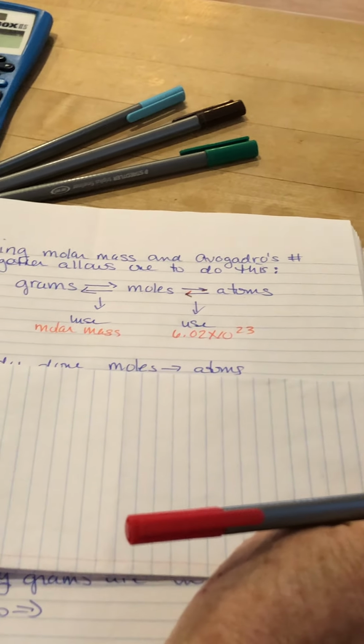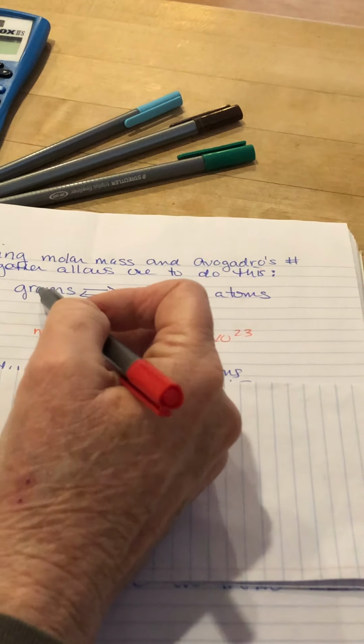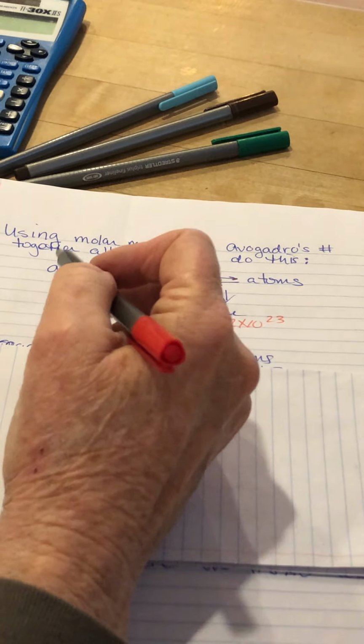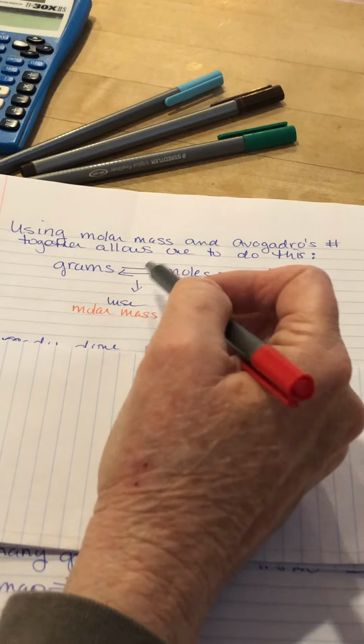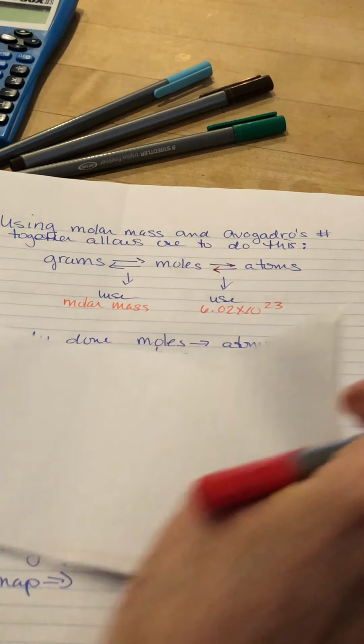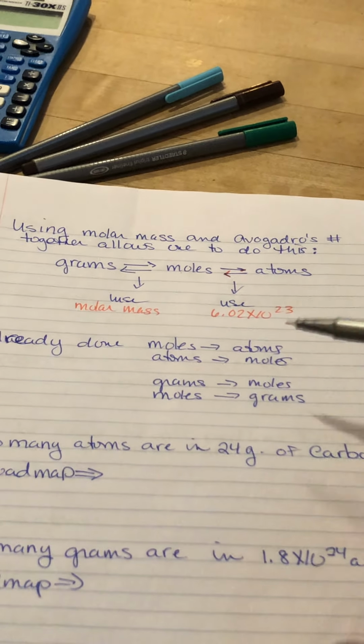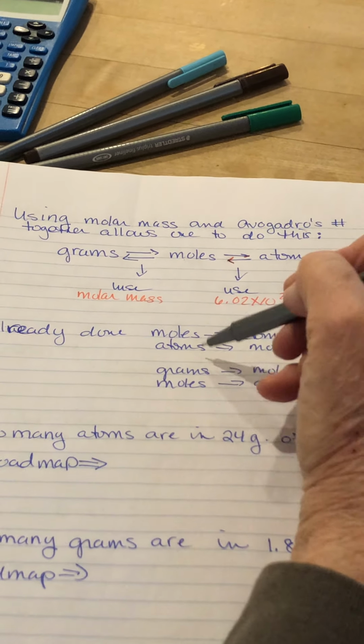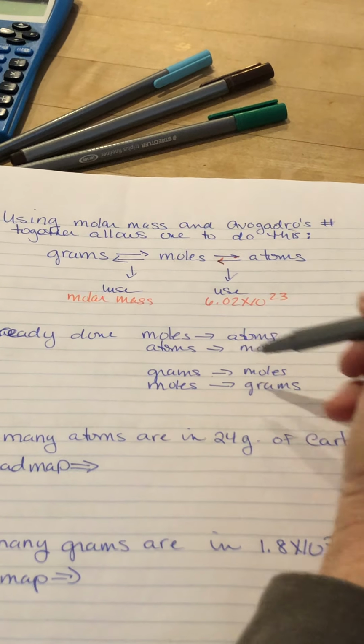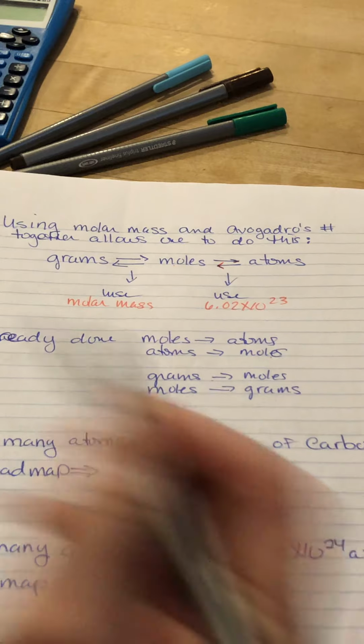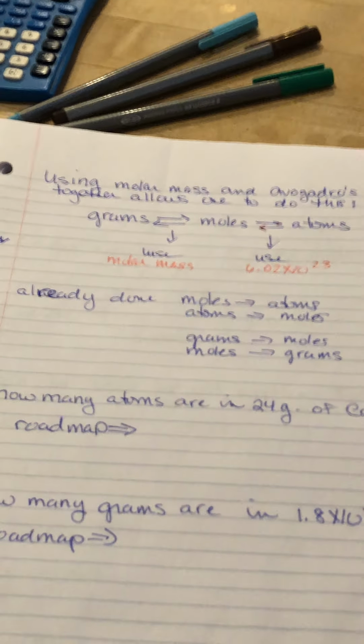Okay? So if you needed to do a problem that went all the way from grams to atoms, you would need to use both things as your conversion factor. Now, we've already done moles to atoms and atoms to moles. We've done grams to moles and moles to grams. Now, let's try a harder one.